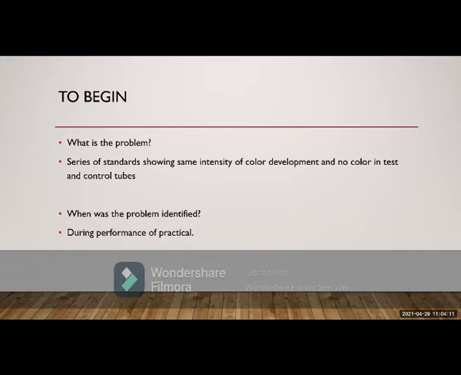So what is the problem? No color development and no variation in intensity in the standards. When did you identify it? When you were doing the practical and were supposed to take the readings in the photometer, you came across this problem and identified it. So that is our basis to start this troubleshooting. That is all the information we have.